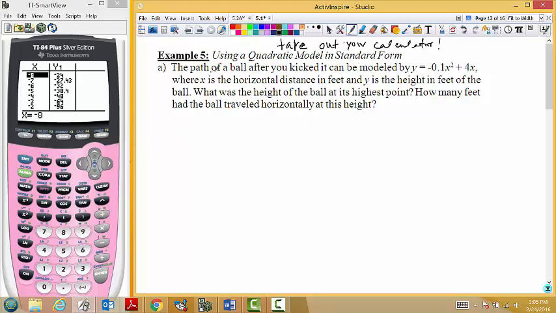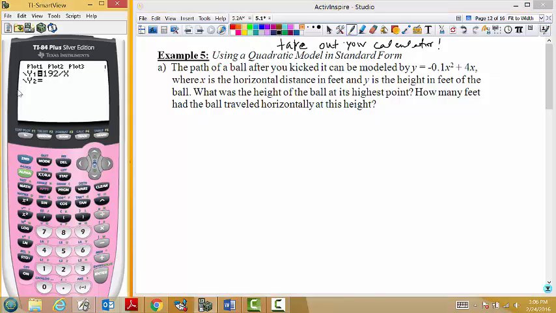The path of the ball after you kicked it can be modeled by this equation, where x is the horizontal distance in feet and y is the height in feet of the ball. What was the height of the ball at its highest point? How many feet had the ball traveled horizontally at this height? Okay, so what we've got is we want to go to our calculator. I turn it on. I go to y equals. I clear out what's there, and I type in negative 0.1 x squared plus 4x, and I hit graph.